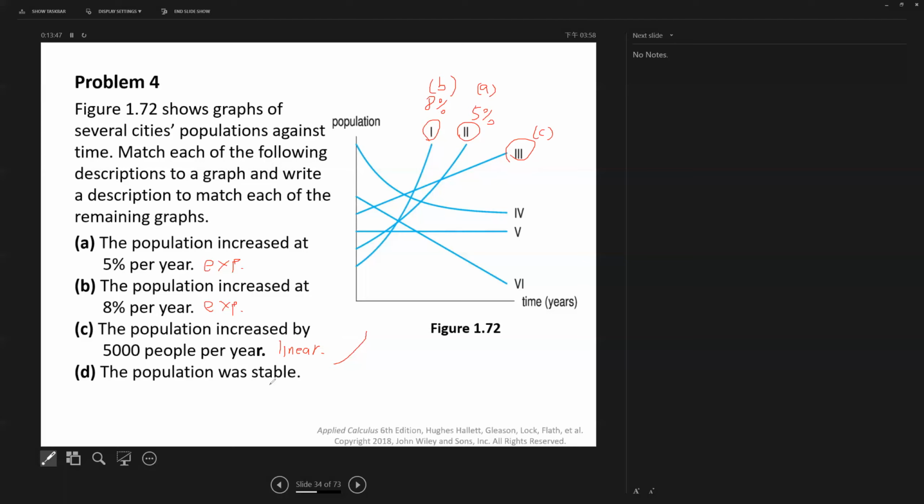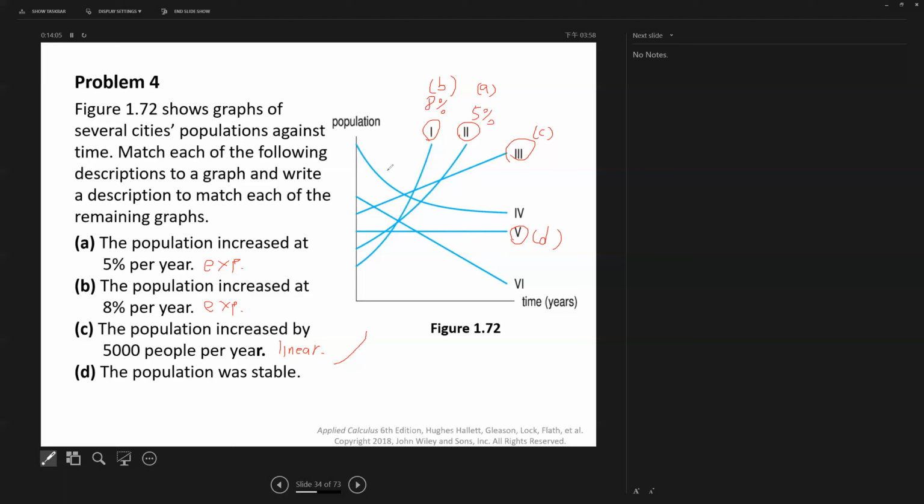The population was stable, means there's no increase or decrease in population, so it should be a flat line, right? And right here, that's part D. Okay. All right, so let's actually look at 4 and 6 because we don't have anything here, right?